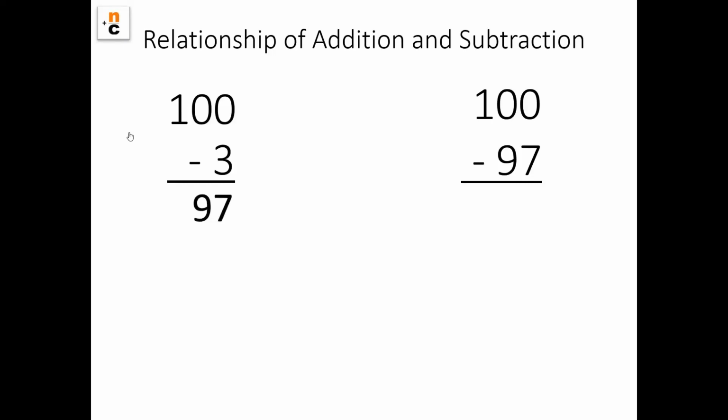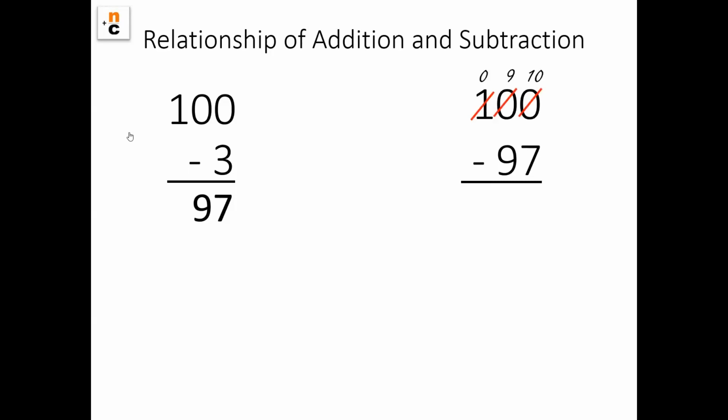If you ask those same students, what's 100 minus 97? Students who understand the relationship of addition and subtraction would just go, 97, 98, 99, 100. They understand the part-whole relationship, that 97 is part of 100, and they just count their way up. Students who don't understand the relationship are going to go back to that algorithm, right?